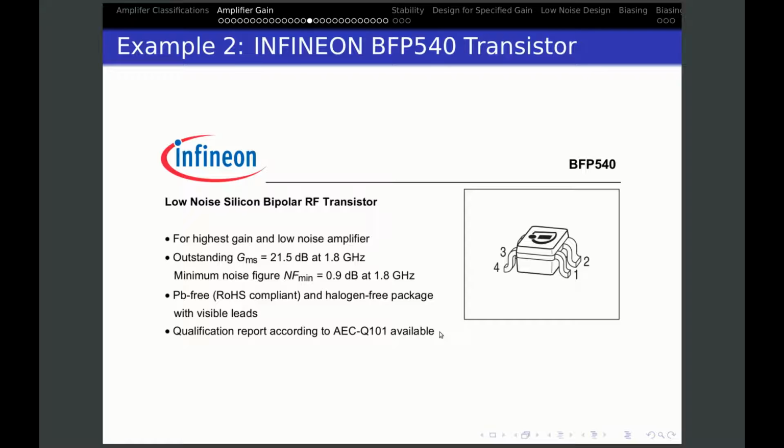Let's do an example. We can find a maximum gain amplifier for the BFP 540 transistor. The BFP 540 transistor is a typical small signal bipolar transistor which operates up to like 6-7 gigahertz, has a low noise figure, and so on. Now let's find a maximum gain amplifier for that transistor.